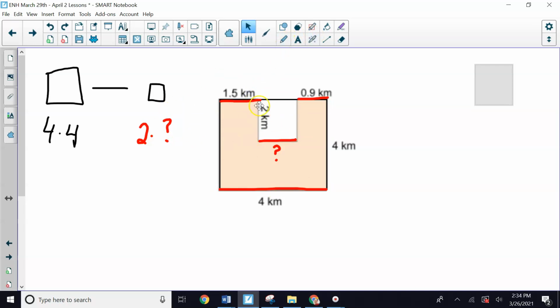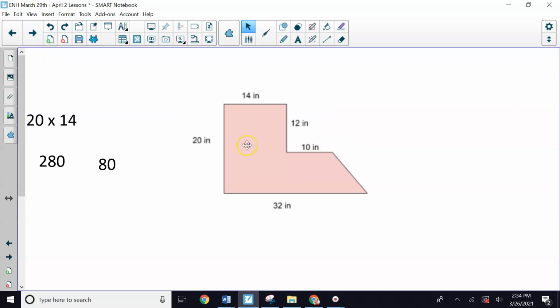And then I'm just going to do length times width. Length is 2. We're going to find the width. And whatever our answer is here, we're going to subtract whatever our answer is there. And that should help us find this area.